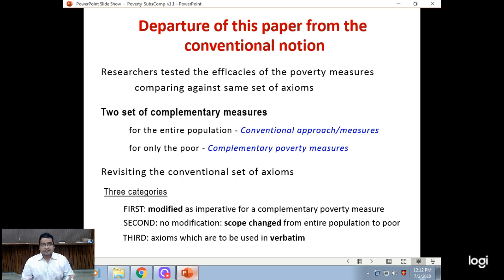What I have done next is go through all the desirable properties of poverty measures, and I have divided those desirable properties, or axioms, into three categories. First are the axioms which require modification to be applicable for the complementary poverty measure. The second set are those which require no modification other than the scope change. In the sense, if the original axiom says such and such thing should be valid for the entire population, for the complementary poverty measure the same thing should be valid for only the poor people. The third set are the axioms which can be used verbatim, as they are.